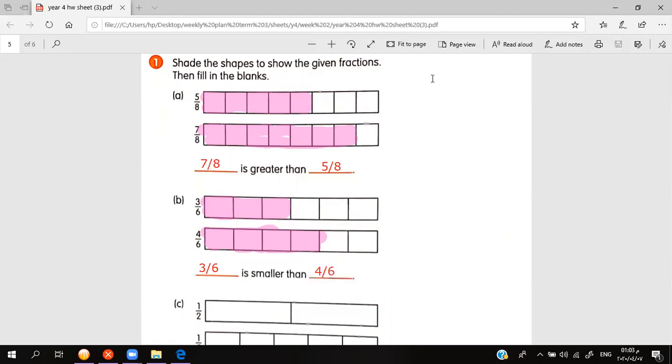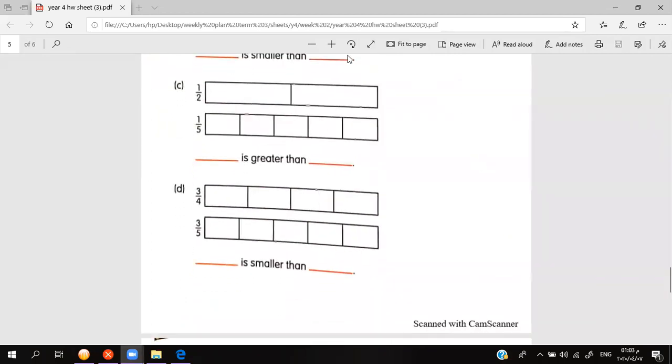Okay, let's see C and D. Color 1 from the 2, which is a half, and color 1 from the 5. He's saying A is greater, definitely the half. Half is greater than 1 over 5.